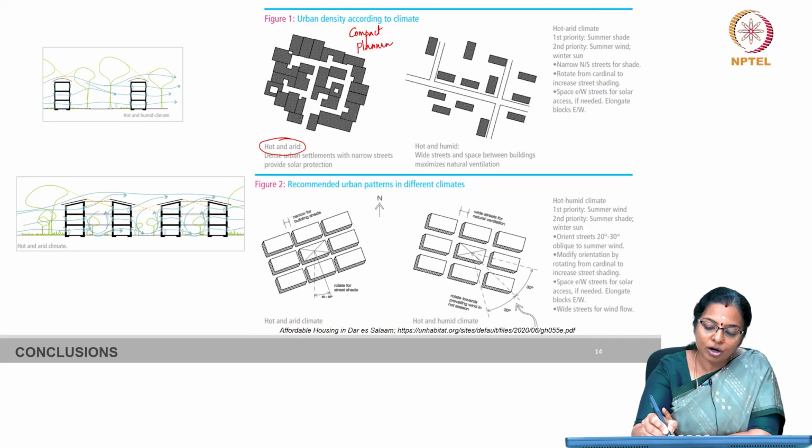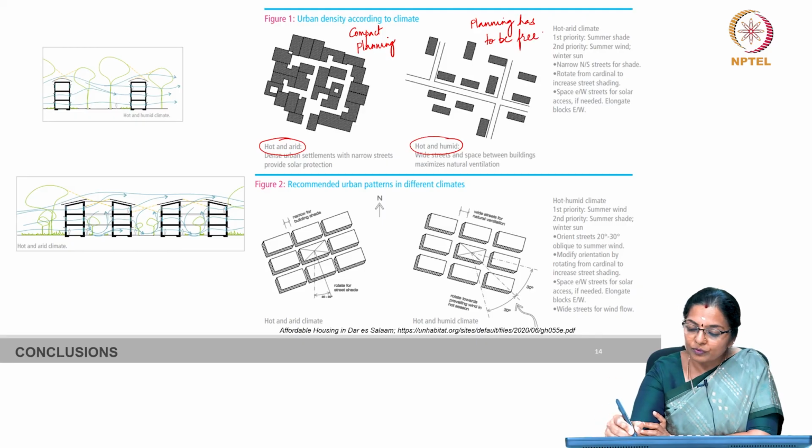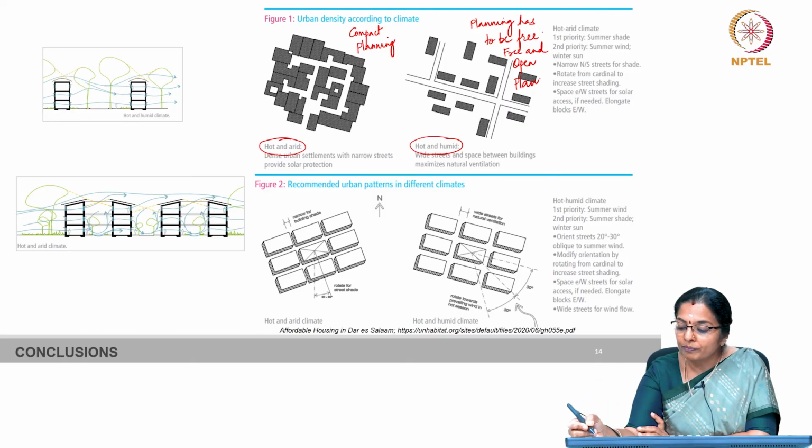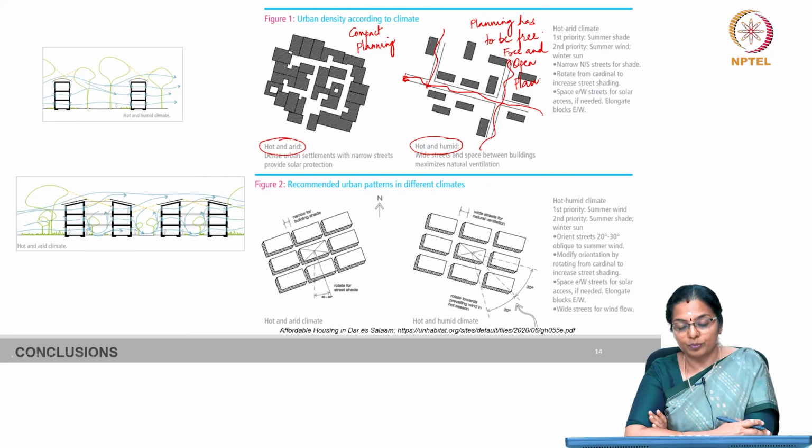whereas in hot humid climates planning has to be free planning. So, we should have free and open plans which are not compact in a hot and humid condition. So, you should not have narrow streets, but you should have streets which facilitate proper ventilation in the hot humid climate, whereas in the hot dry climate it has to be the opposite.